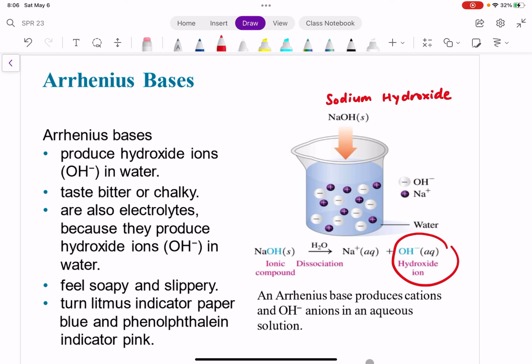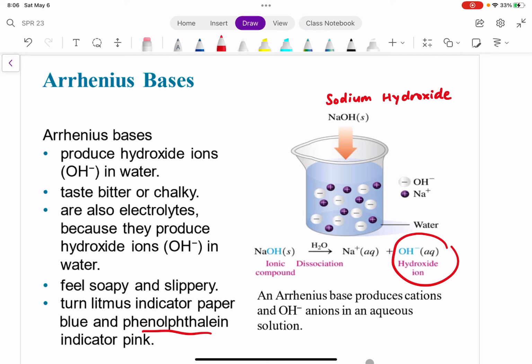Arrhenius bases taste bitter or chalky. They also are electrolytes because they produce hydroxide ions in water. They feel kind of soapy and slippery. And they turn litmus indicator paper blue instead of red, like an acid. And phenolphthalein, that's what this is, that crazy word there. It's pronounced phenolphthalein. They turn that indicator pink.